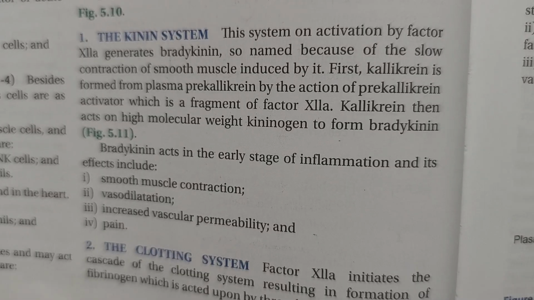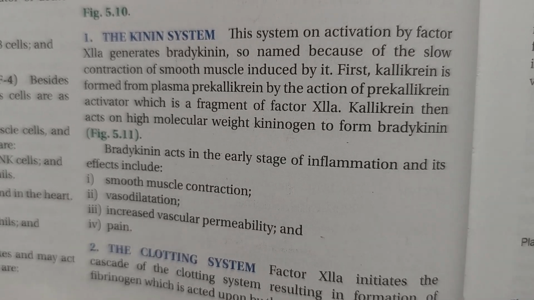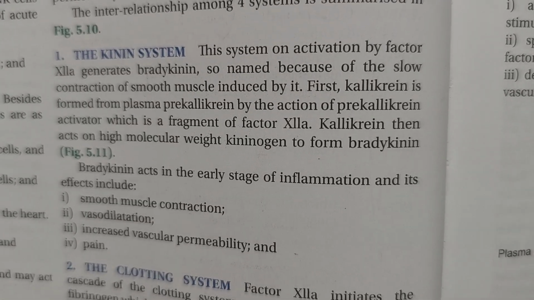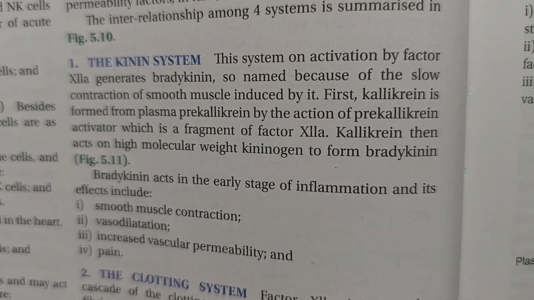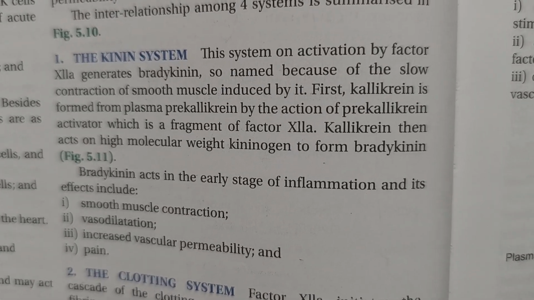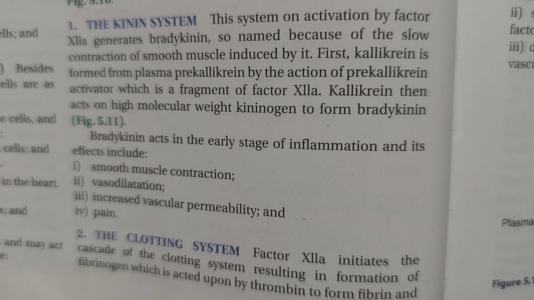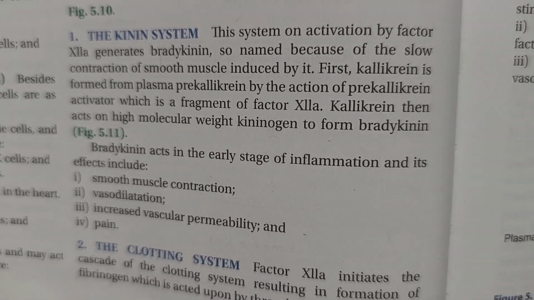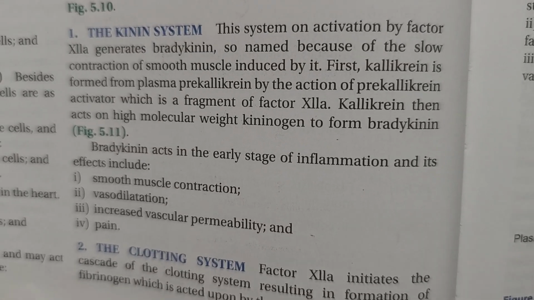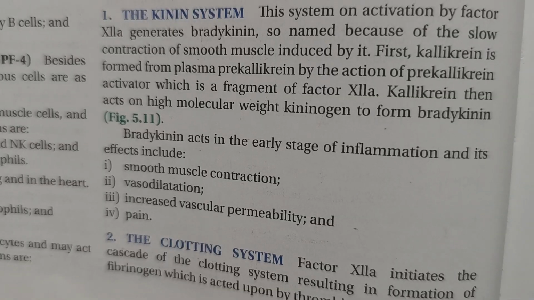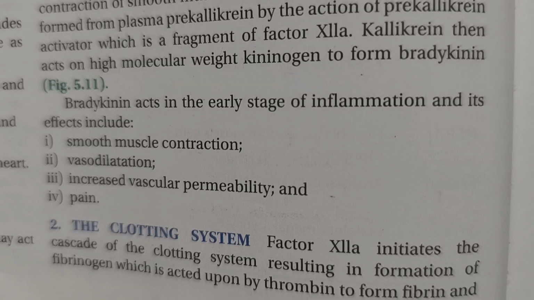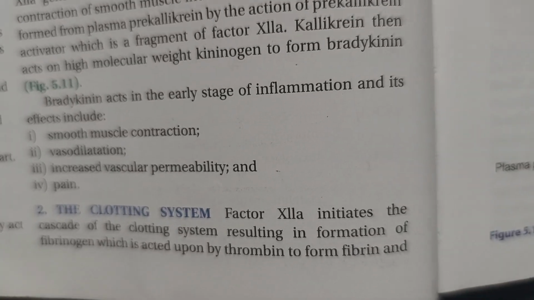First, kallikrein is formed from the plasma pre-kallikrein by the action of pre-kallikrein activator, which is a fragment of factor 12A. Kallikrein then acts on high molecular weight kininogen to form bradykinin. Bradykinin acts in the early stage of inflammation, and its effects include smooth muscle contraction, vasodilation, increased vascular permeability, and pain.